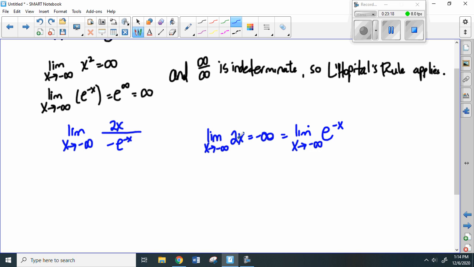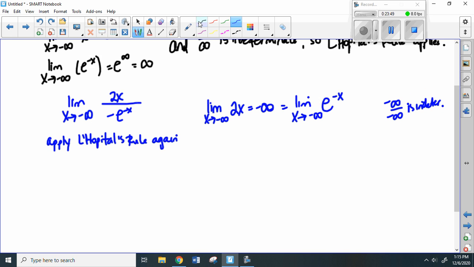But I'm showing that they both equal negative infinity. And so what we're going to do is apply L'Hopital's rule again, because I got another indeterminate form. Negative infinity over negative infinity is indeterminate. So we're going to use L'Hopital's rule again.